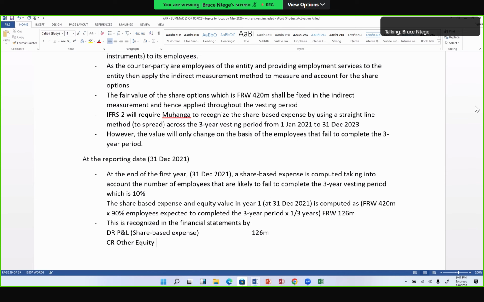So other equity reserve is going to be in there because this is equity settled. It will be settled in shares by the fact that we've given share options. So it's equity settled share based. That's why I'm putting that credit there. So at the end of year 1, I have 126 million. Over the 3 years, I'm going to keep accumulating that credit.